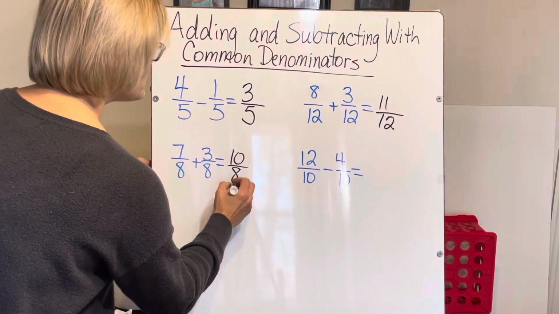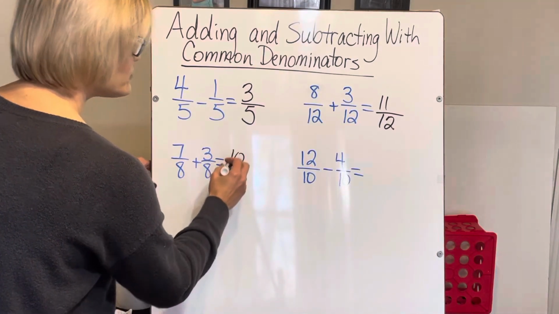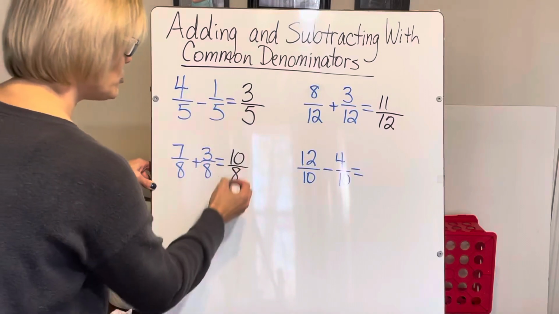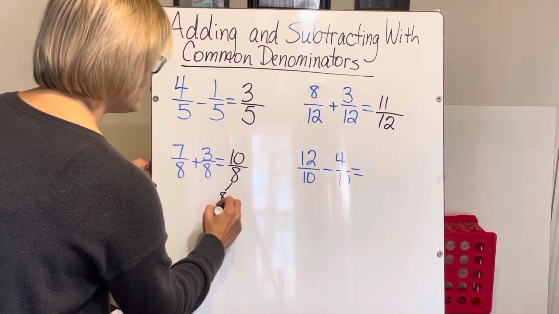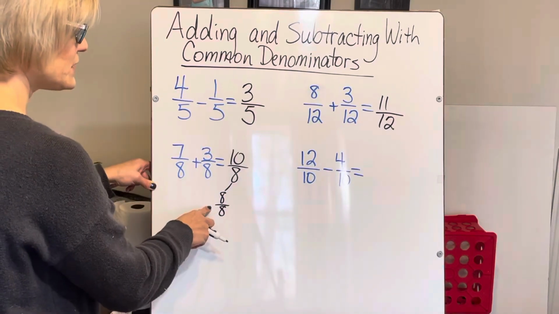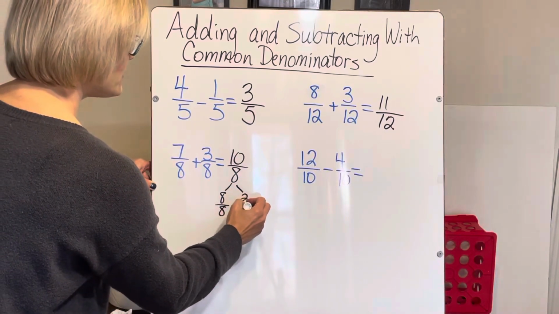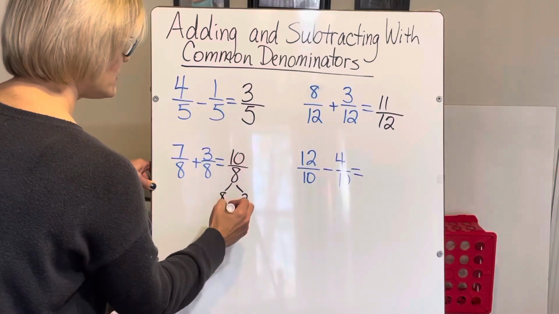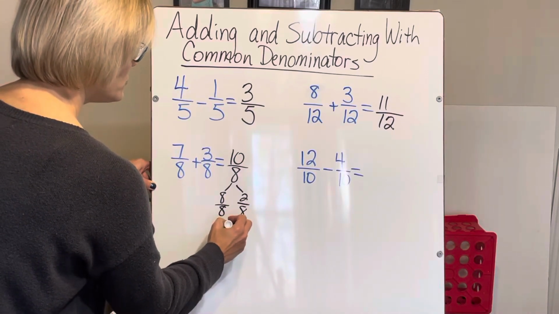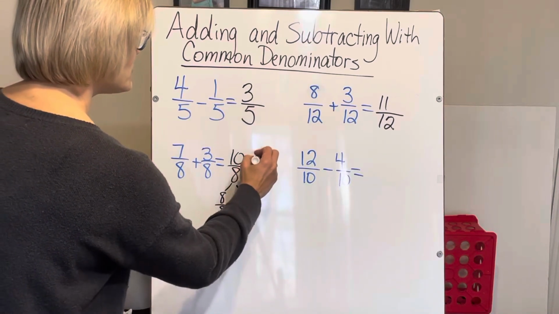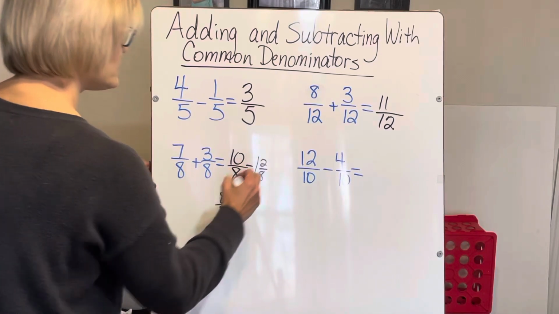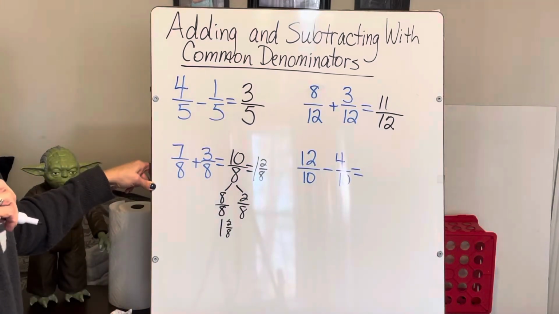All right, so I know that there's more than 1 in there, so I'm going to pull out the 1. There's my 1, 8/8. So how many eighths do I have left? Well, I have 2/8 because 8 plus 2 is 10. So here's my 1 whole and 2/8. So this equals 1 and 2/8. All right, now I'm done. Pretty easy.